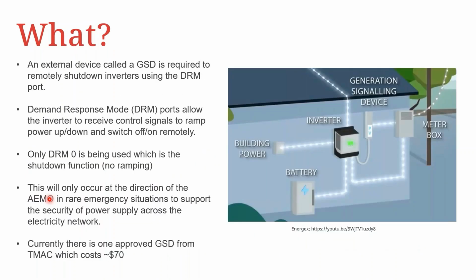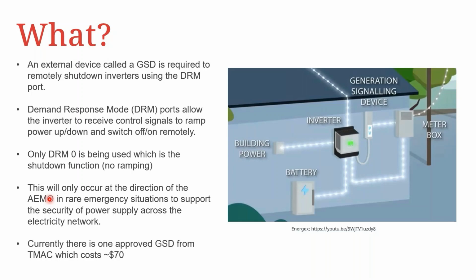So what does this requirement do to prevent the issue? The emergency backstop mechanism requires a device called a generation signaling device, or GSD, which will communicate and control your solar inverter in emergency situations to prevent blackouts. The communication to the inverter will be via the demand response management ports, or DRM ports.